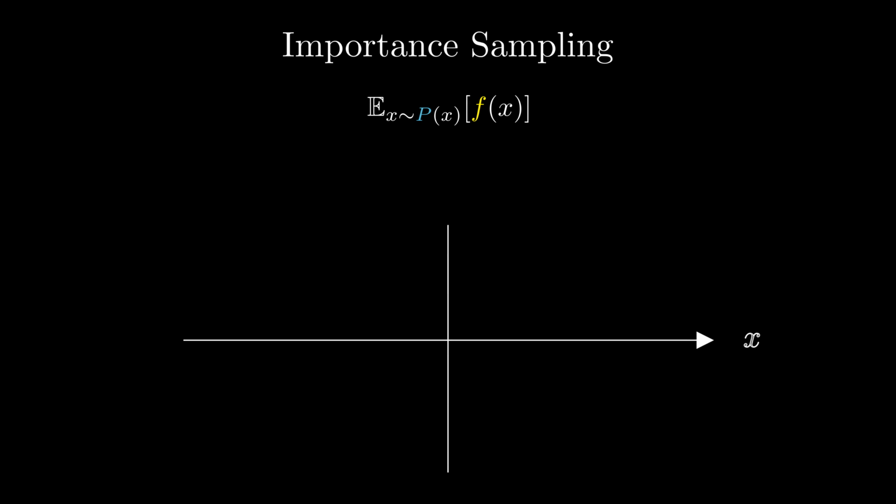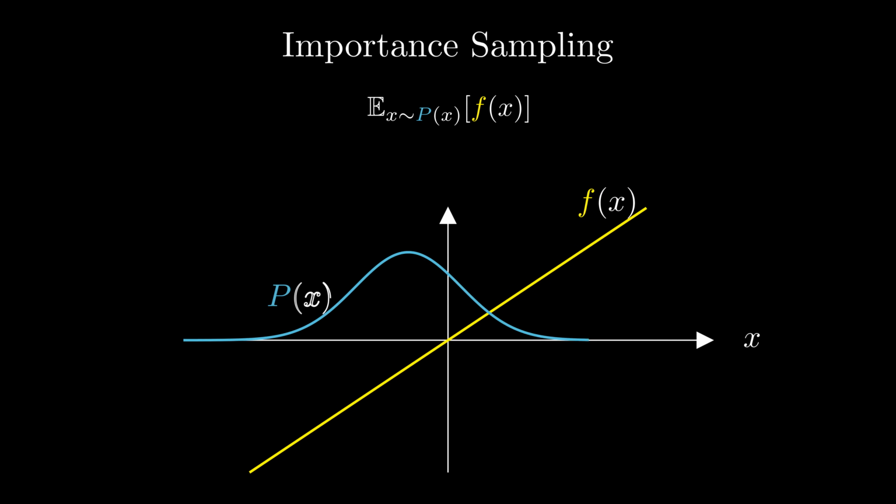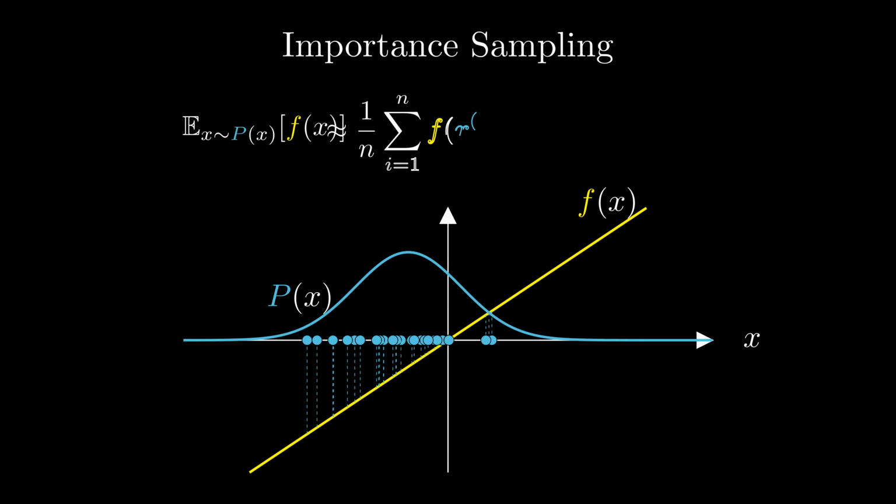Here is a simple example. Imagine we want to estimate the expectation of a function f(x), where the samples x are drawn from a probability p(x). Suppose the function f(x) is just a straight line, and the probability density p(x) follows this blue curve. If you compute the expectation using a Monte Carlo estimate, you may expect a negative value.